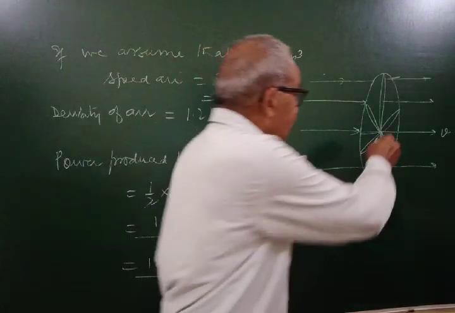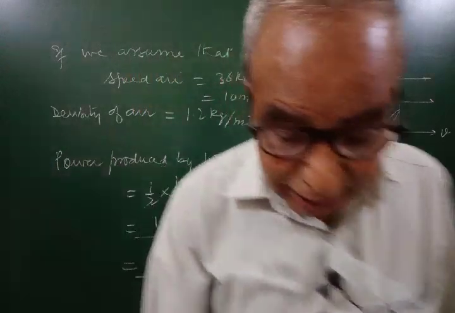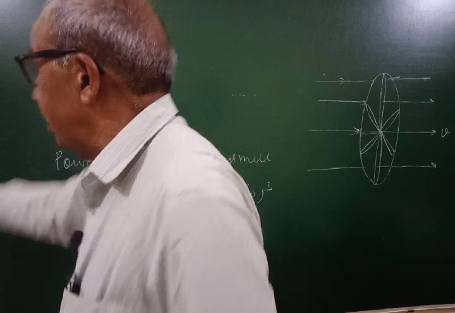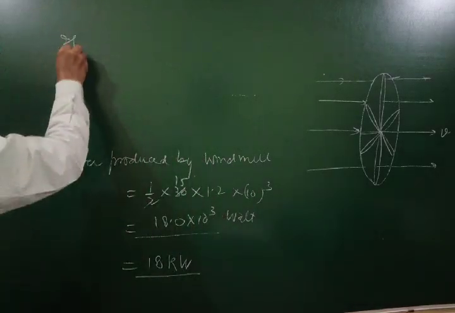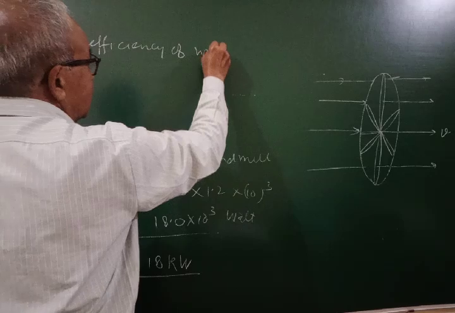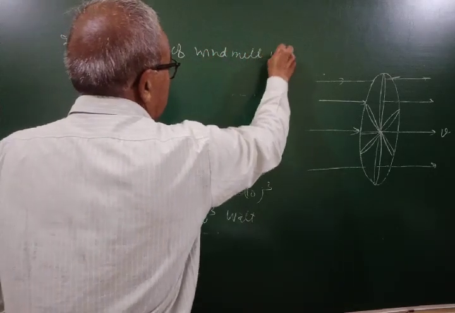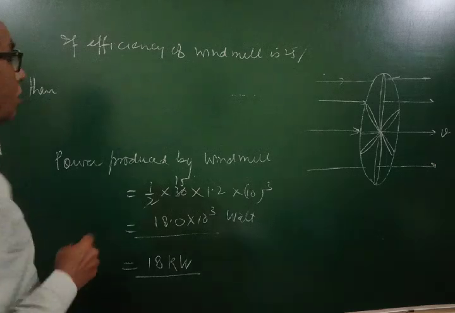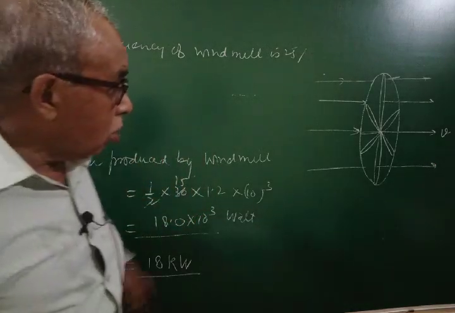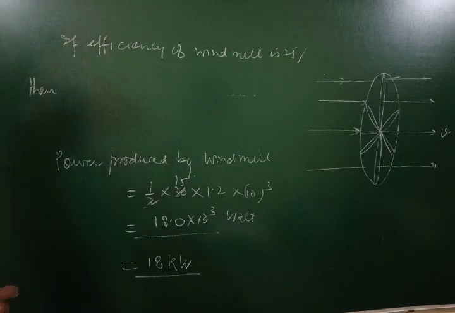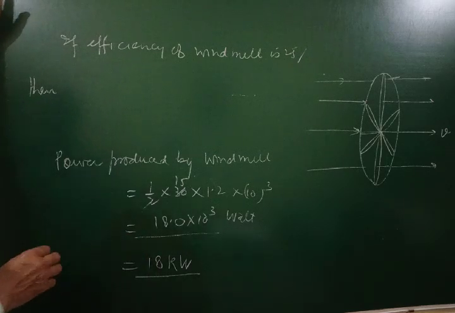Now this generator connected to the windmill cannot convert the whole of the energy, and if we assume that the efficiency of the windmill is 25%, then... What is the meaning of efficiency? The total power produced is given to the generator, and the generator converts it into electric energy. So a sufficient amount of energy is lost in the form of heat due to friction and other factors.